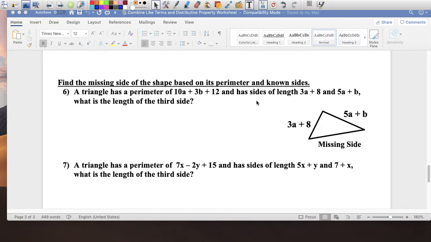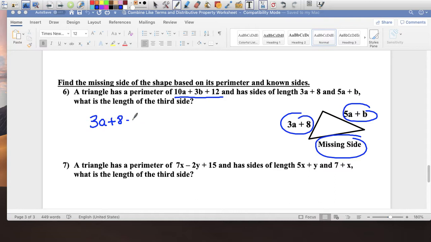A triangle has a perimeter of this, so inside. So I know that if I add this guy plus this guy plus this guy, it gives me this. So 3a plus 8 plus 5a plus b plus this guy, the missing side, equals 10a plus 3b plus 12, right?